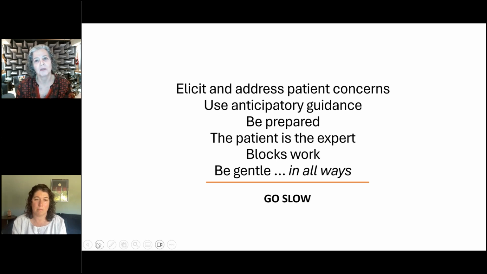So to sum up what we're going to be going through in some amount of detail, we'd like you to elicit and then address patient concerns, use anticipatory guidance early and often, be prepared, really critical. Hold the underlying principle that the patient is the expert on themselves and their experience. We're really going to hammer home that blocks have been shown to work, so we should be offering them. And then finally, be gentle in all ways, voice, touch, in all ways, and go slower.